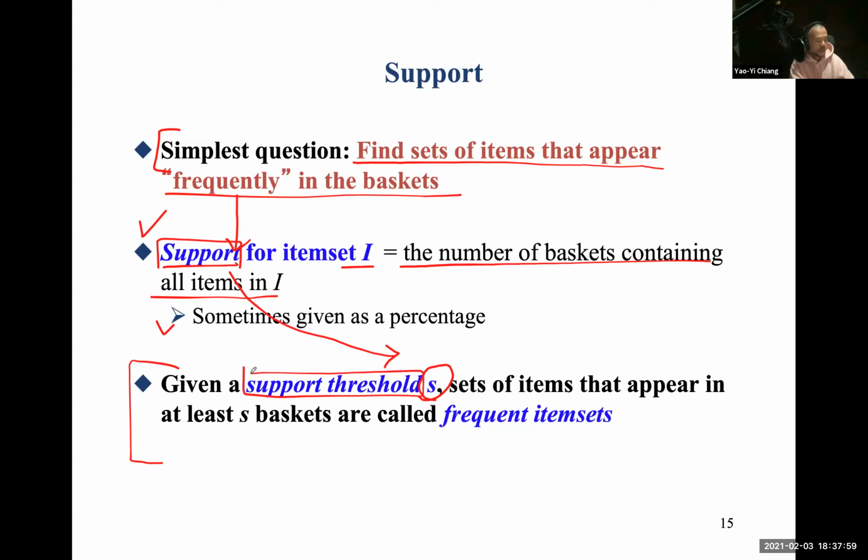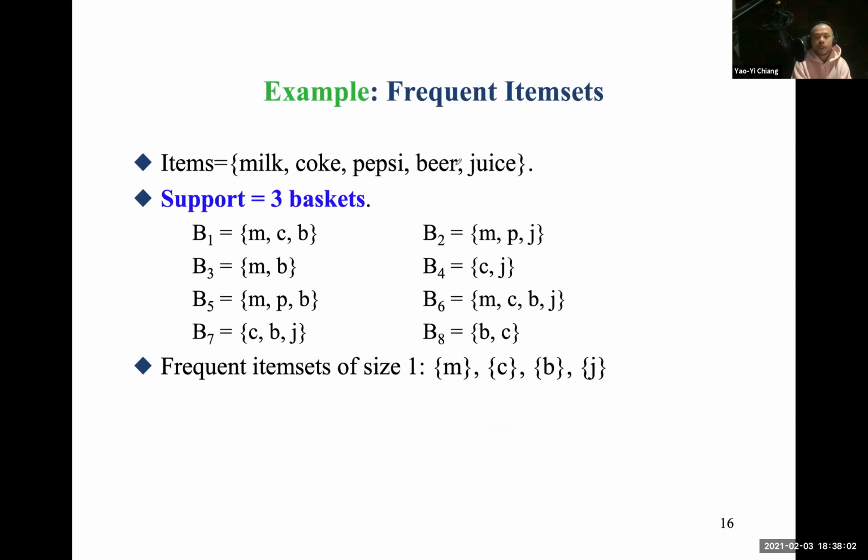I'm going to use one example here to help you. Say this is your item set: 1, 2, 3, 4, 5. You have a total of 5 different types of items that you can sell to your customer. And we have a support threshold of 3 baskets. What does this mean? If milk appears in 3 or more baskets, then we say milk is a frequently purchased item.